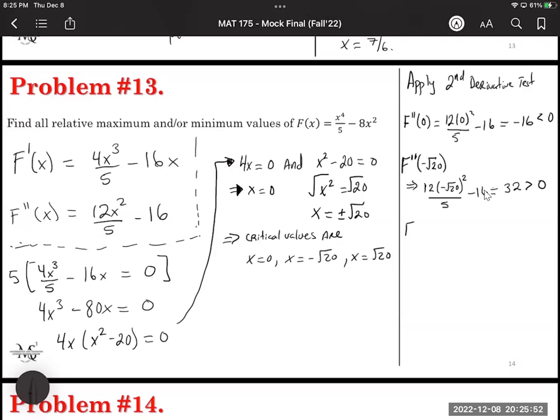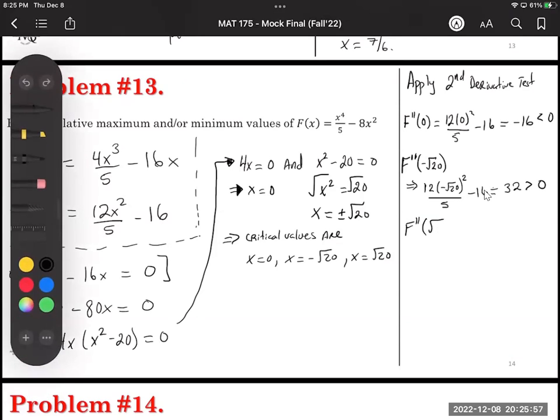And if I did this again with the positive square root of 20, it's the same thing as the negative square root of 20, because both of these critical values are getting squared. So you're going to get 32 here, which is also greater than 0. So now you write out your summary of the second derivative tests.